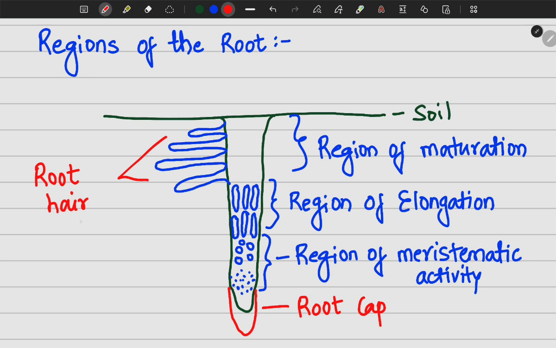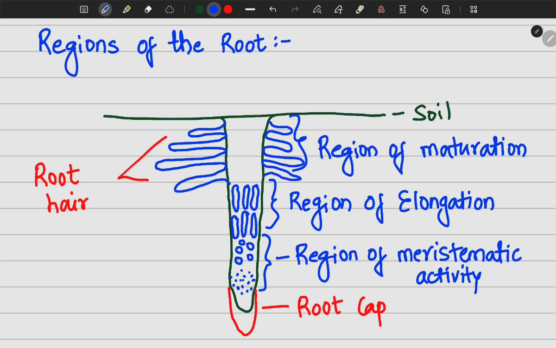Now what does this root hair do? This root hair is responsible for the absorption of water and minerals from the soil. Because these root hairs are very small, they have high surface area, which increases the absorption power of the root. So these root hairs will be present all over the region of maturation.